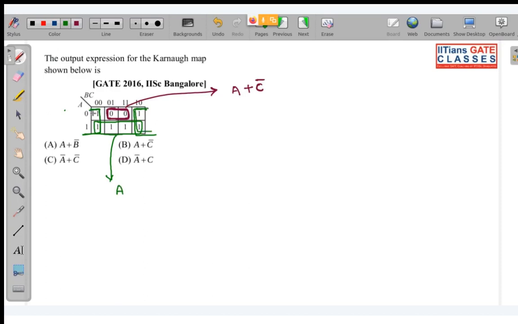Another group is this group of 4. So nothing of A is common. Out of B and C, what is common? C equal to 0 is common. So plus C complement. You can see you are getting the same answer whichever way you want, SOP or POS. So option B is correct. Any doubts in this?